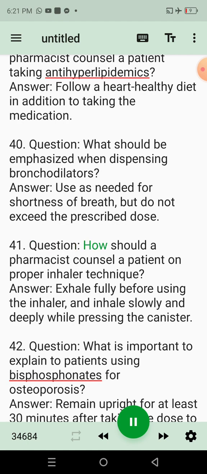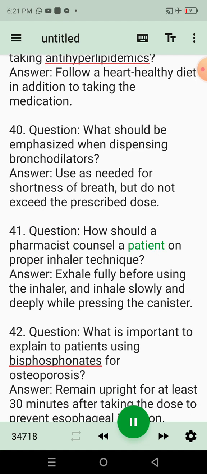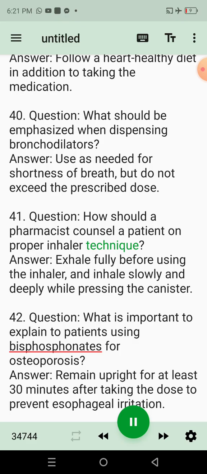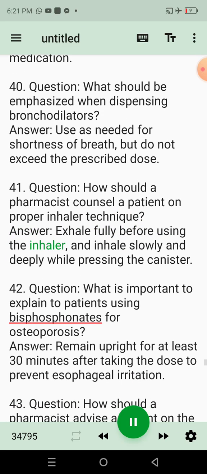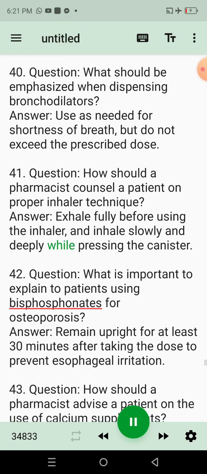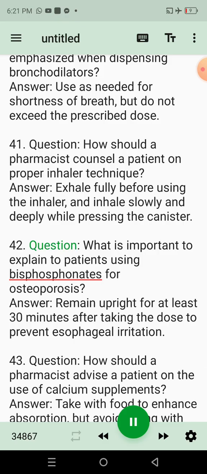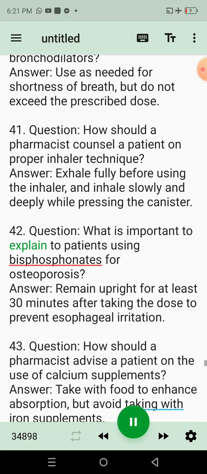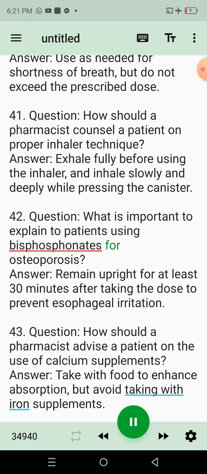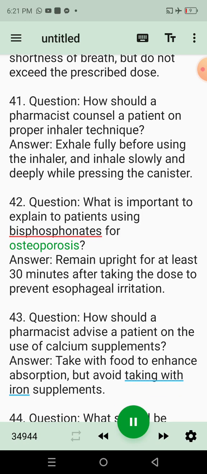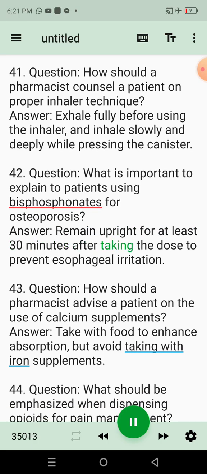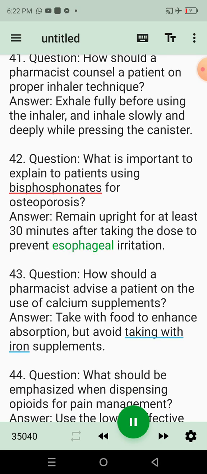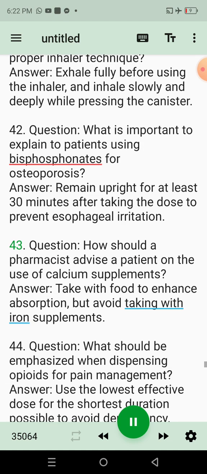41. Question: how should a pharmacist counsel a patient on proper inhaler technique? Answer: exhale fully before using the inhaler, and inhale slowly and deeply while pressing the canister. 42. Question: what is important to explain to patients using bisphosphonates for osteoporosis? Answer: remain upright for at least 30 minutes after taking the dose to prevent esophageal irritation.